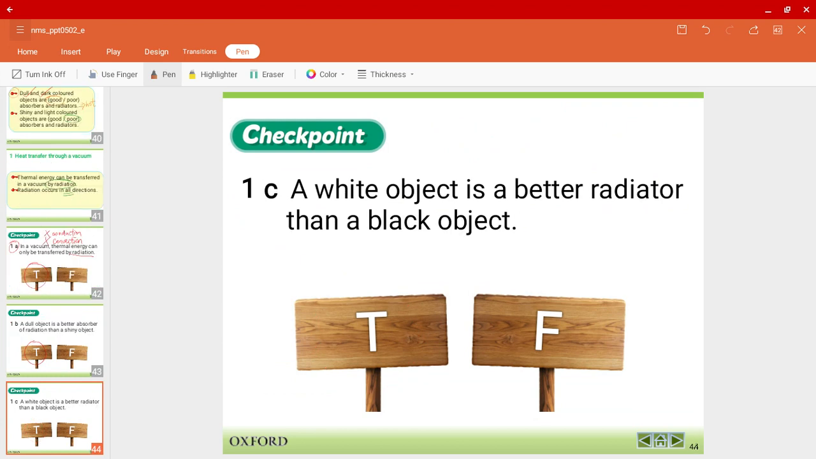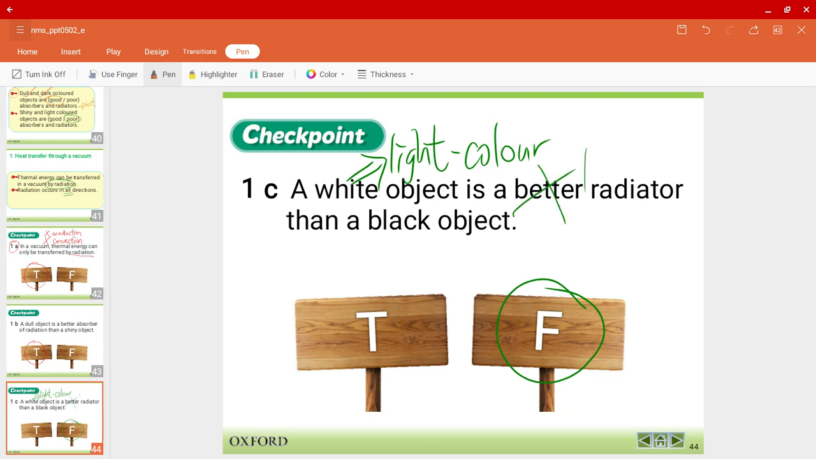Let's see part C. A white object is a better radiator than a black object. Is that true? No, that is false. A white object, as we know, is a light color. White is a light color. It's not that dark, so they're poor absorbers and poor radiators. So they're not a better one. Let me just put poor. It's a poor radiator.